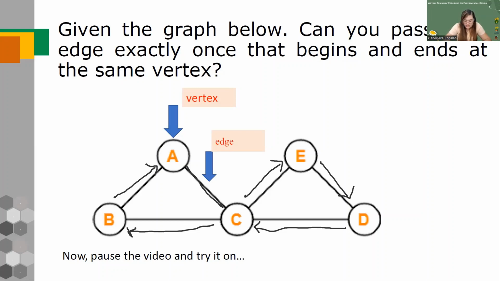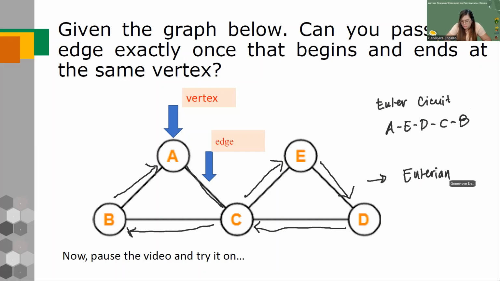Unsa kong agianan? A, E, D, C, B. No? So, pwede po ka bisan asa ka mag-start as long as makakita ka og Euler circuit. Ang tawag ani is an Eulerian graph. Since this is an Euler circuit, nakakita tag Euler circuit, pasabot kini nga graph is an Eulerian graph. So this is an example of an Eulerian graph. Okay, nasabtan.